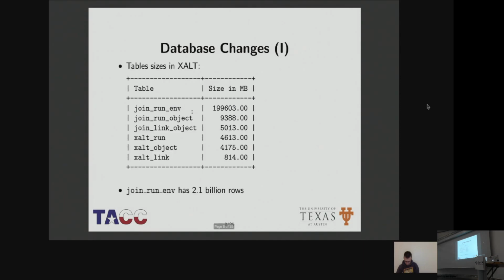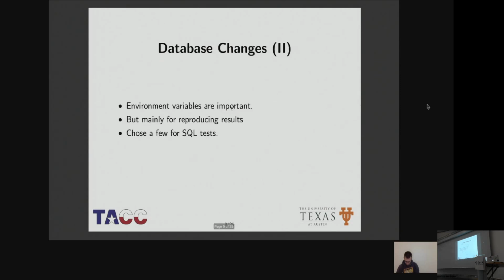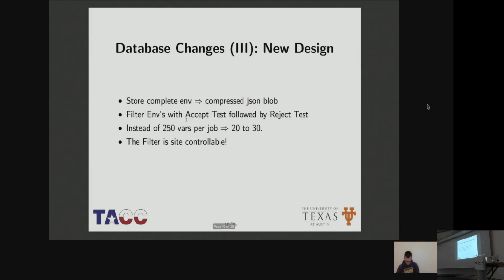The size of this table here, the join run, which stores all the environment variables from all the jobs, got to over 2 billion, which means I ran out of space because I was using a signed integer as the index, and I can't put any more in that table. So I'm storing the environment as a compressed blob and have ways to filter it, so that instead of being on average about 250 environment variables per job, I get it to 20 or 30 or even less. And the filter is site controllable.